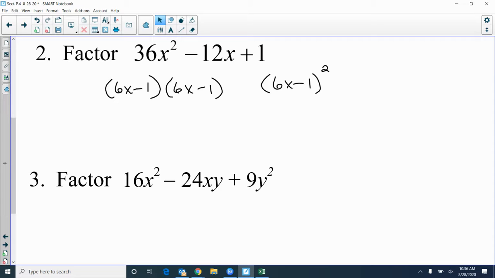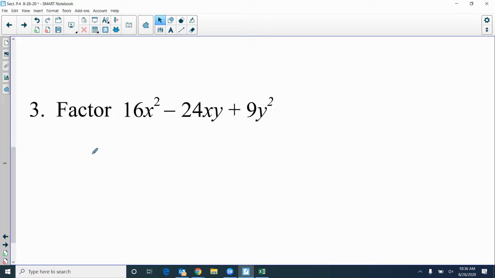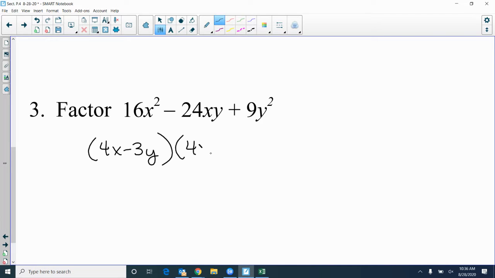Tony, Stevick, first term a perfect square? Yep. Last term a perfect square? Yep. So what should I try? 4x minus 3y. Okay. And? 4x minus 3y. Yep, just want to make sure you use the same thing twice. Yes, so just make that a y, and then you can make that 4x minus 3y quantity squared. Okay, for that one.